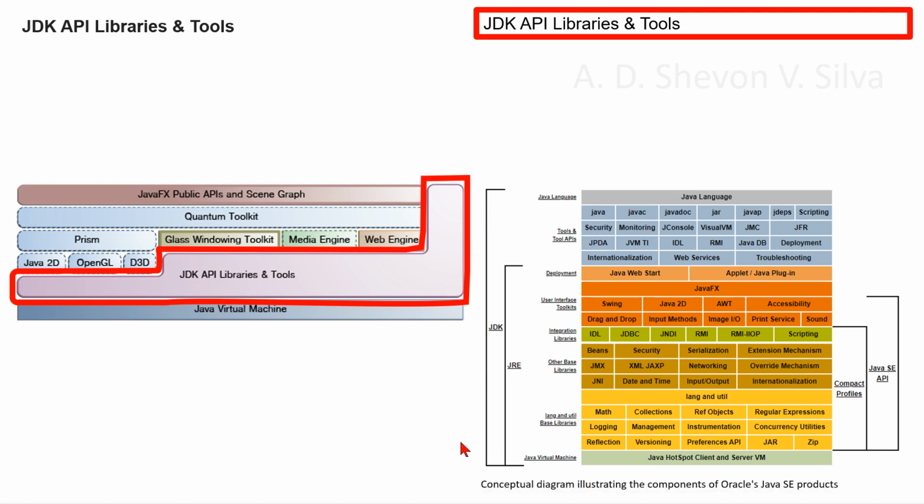JDK 8 is a superset of JRE 8, and contains everything that is in JRE 8, plus tools such as compilers and debuggers necessary for developing applets and applications.